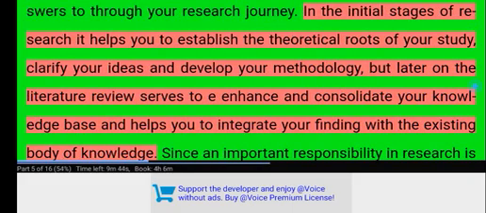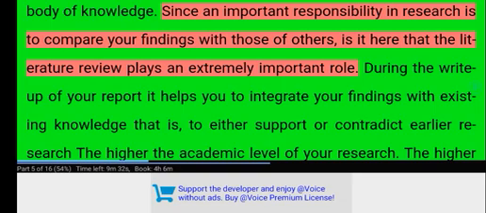In the initial stages of research, it helps you to establish the theoretical roots of your study, clarify your ideas and develop your methodology, but later on the literature review serves to enhance and consolidate your knowledge base and helps you to integrate your finding with the existing body of knowledge. Since an important responsibility in research is to compare your findings with those of others, it is here that the literature review plays an extremely important role.